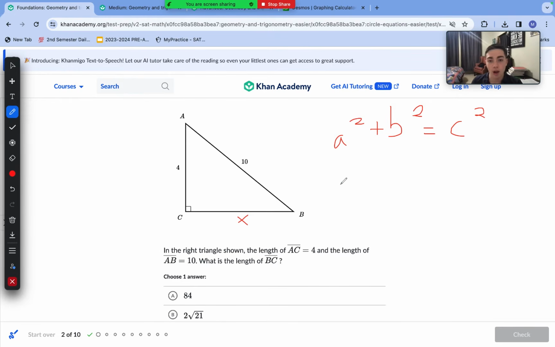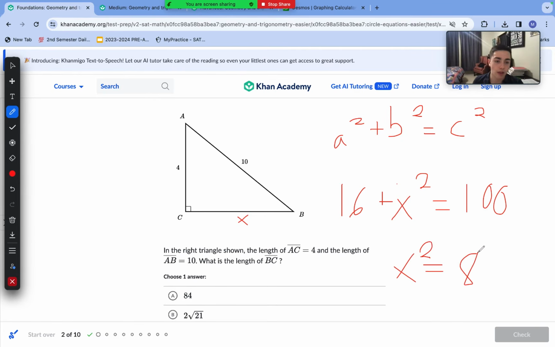So we have a squared, we know that's going to be 16, 4 squared is 16. B squared is missing, so we're going to replace that with x. And then c squared is just 10 squared, which is 100. Now we can subtract 16 from both sides. We are left with x squared equals 84. And now to isolate the x, we're going to take the square root of both sides. So we take the square root of 84.